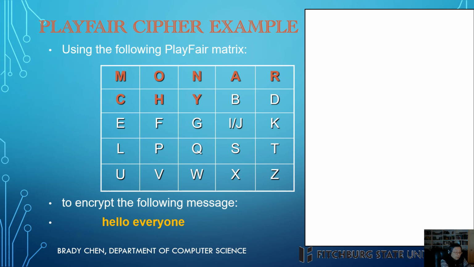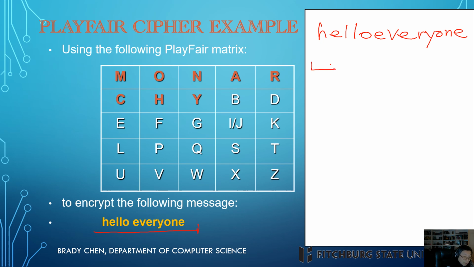Here's an example. Suppose we want to use the Playfair key matrix to encrypt the plain text "Hello everyone." Based on the rules, we first group the plain text into units: HELLO, everyone. So then we just group them.